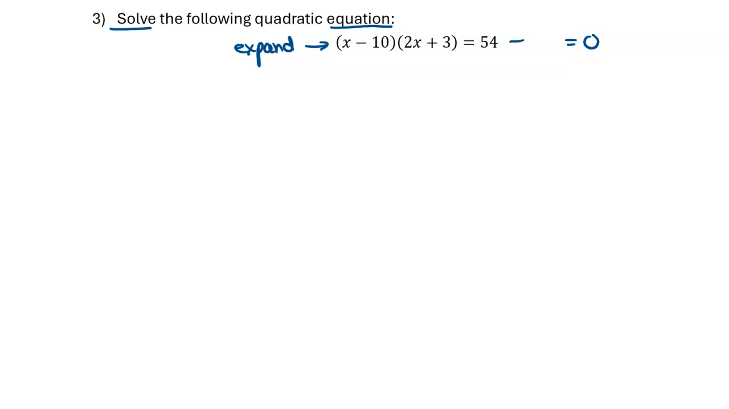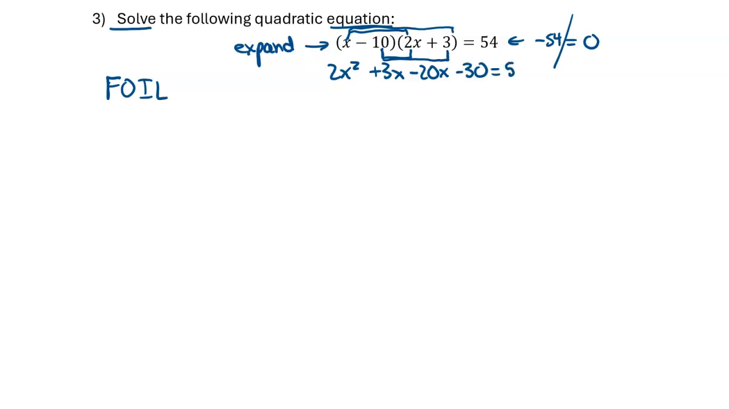And so in order for us to get this equal to 0, we actually have to expand this out and get everything on the left side of the equation. So we want to subtract 54 from both sides of the equation. I'm going to use my FOIL again. You can expand that however you want, but the whole idea is that every term on the left has to be multiplied by every term in the other set of brackets. And so we get x times 2x gives me 2x squared, x times 3 gives me 3x, negative 10 times 2x is minus 20x, and negative 10 times 3 is negative 30. So there we have that equaling 54.